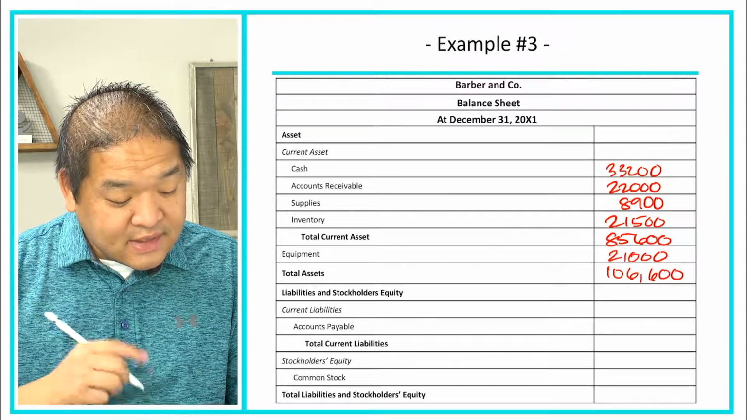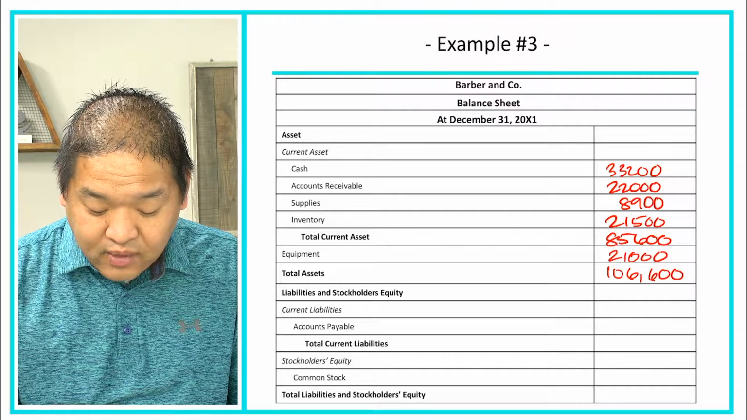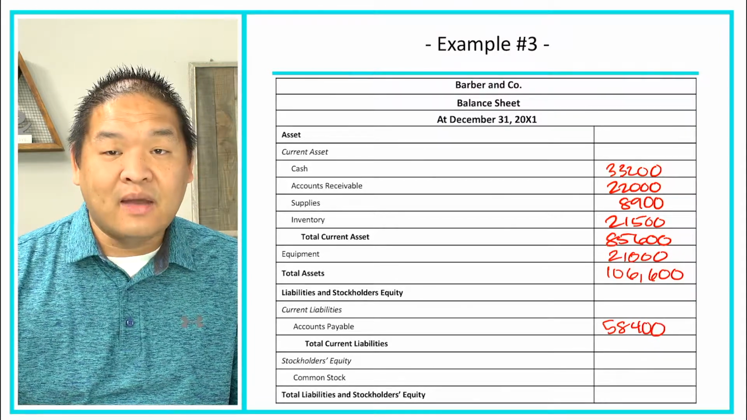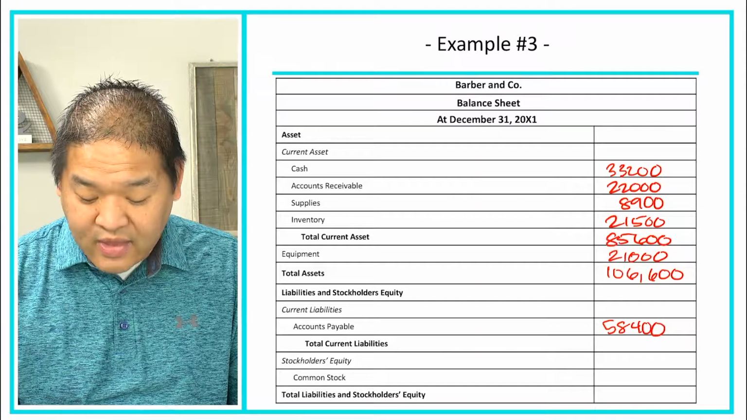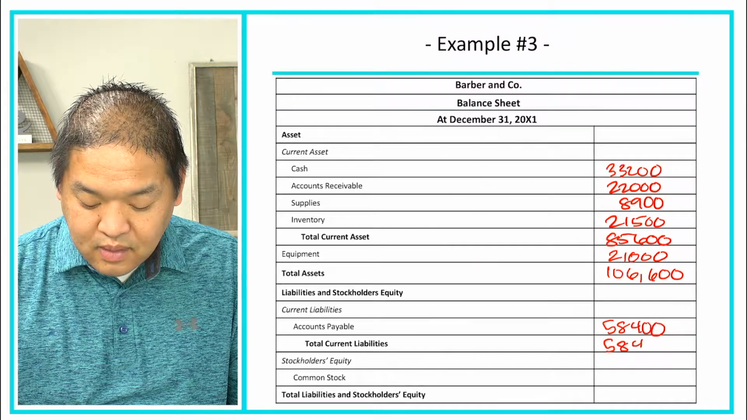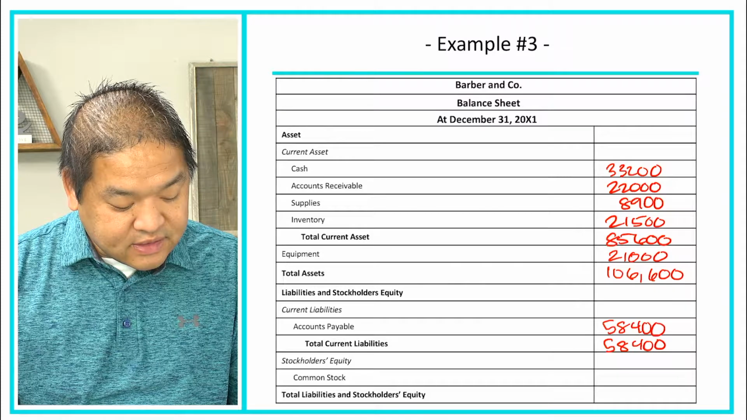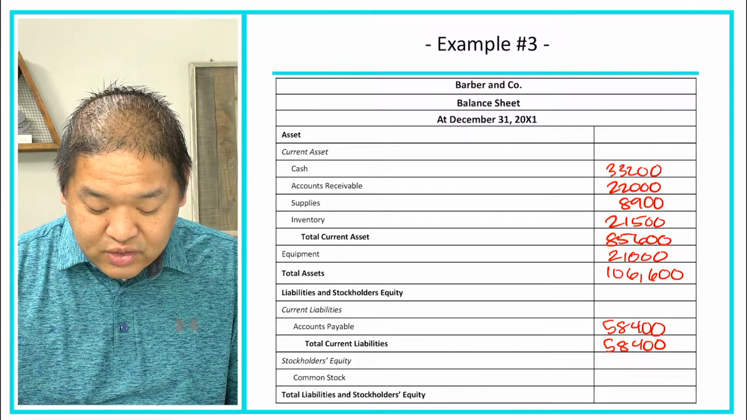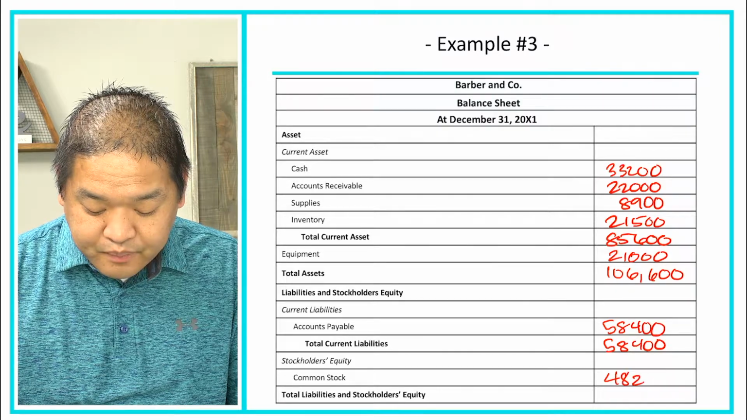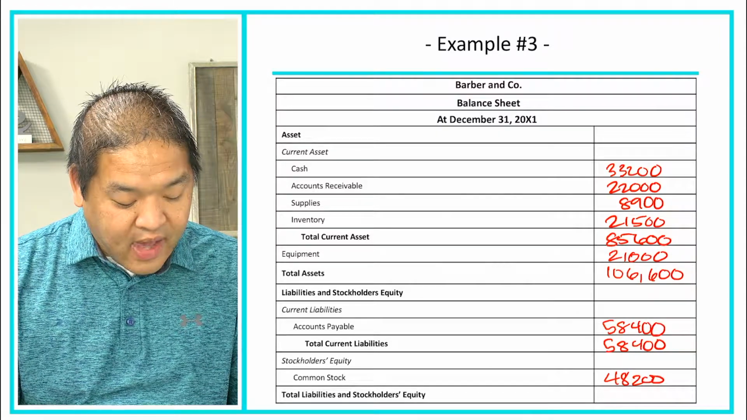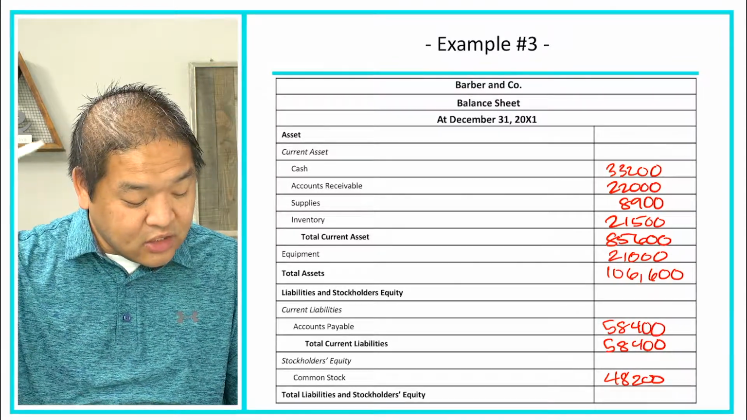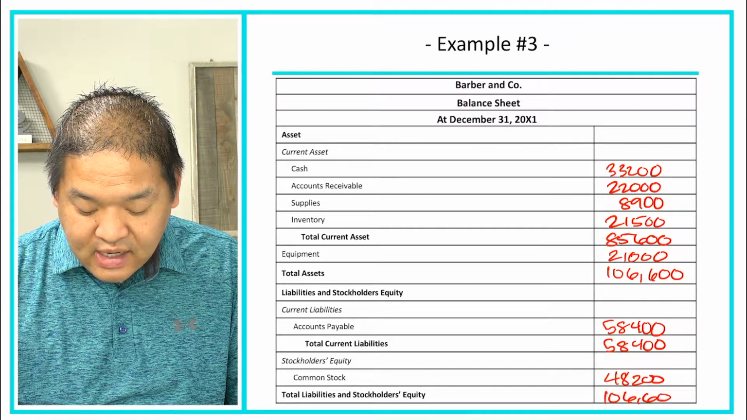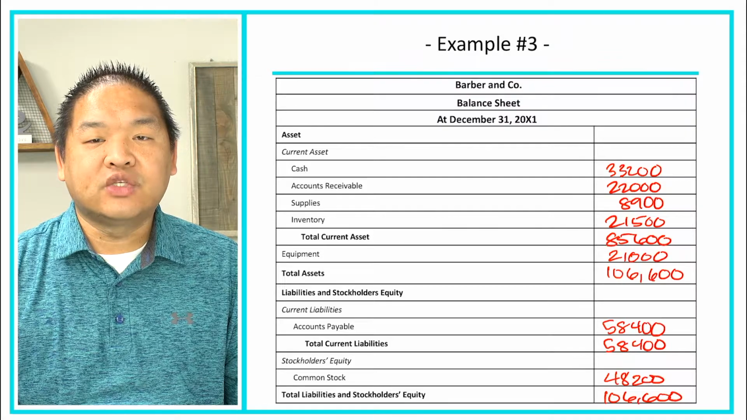All right, moving on to the liabilities. Accounts payable sat at $58,400, so we'll put $58,400. It's the only current liability, so we'll go ahead and add that. And then common stock. Common stock was $48,200. No total there, so we'll add up our total current liabilities to our common stock, and we should get $106,600.